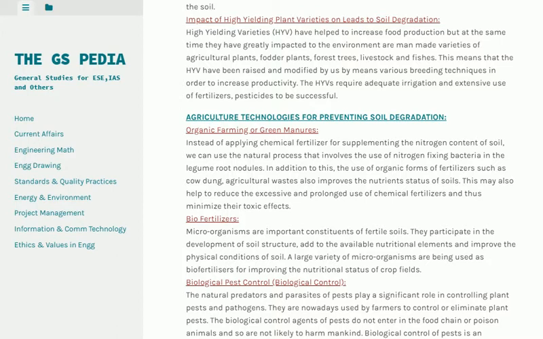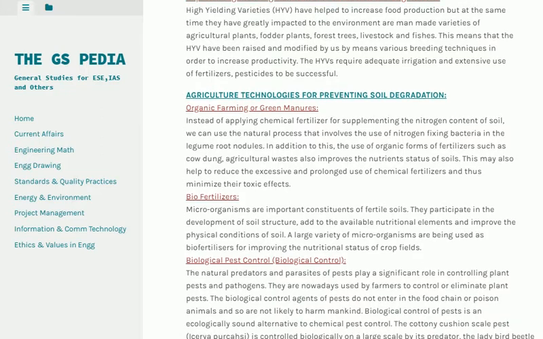Biofertilizers. Microorganisms are important constituents of fertile soils. They participate in the development of soil structure, add to the available nutritional elements, and improve the physical conditions of soil. A large variety of microorganisms are being used as biofertilizers for improving the nutritional status of crop fields.